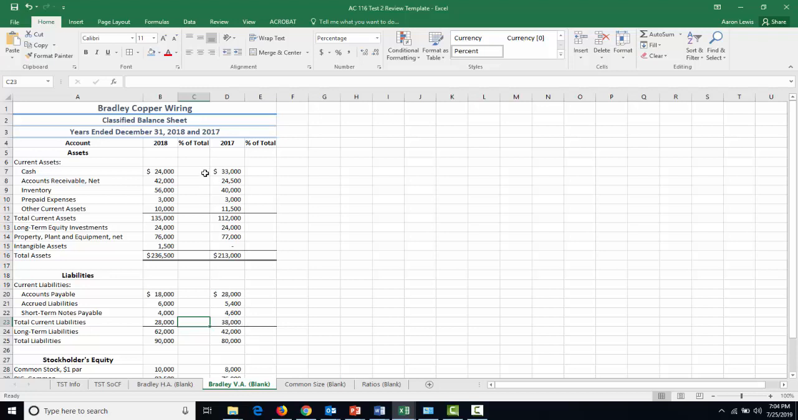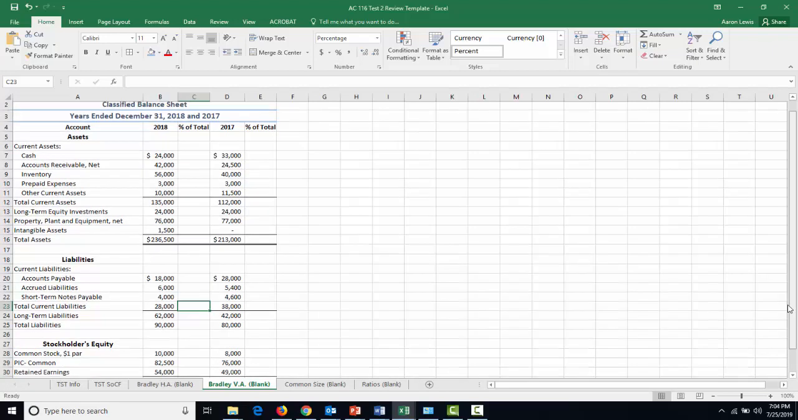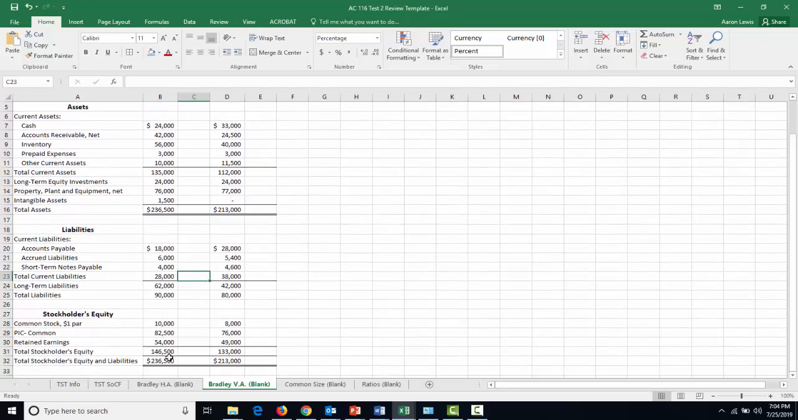Well, the percent of total column right here, we want to know what percentage of the base number that is. Again, whatever number we're comparing each individual line item to. And for a balance sheet, the base number is always the balance number, which in this case is our total assets. And if we scroll down, we'll see it's the same number as our total stockholders' equity and liabilities.